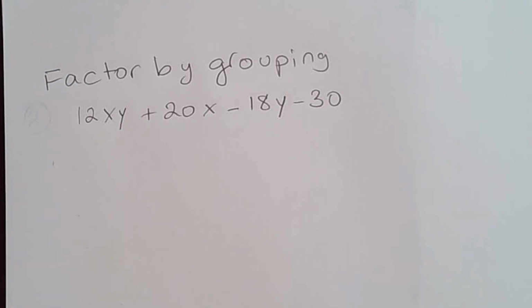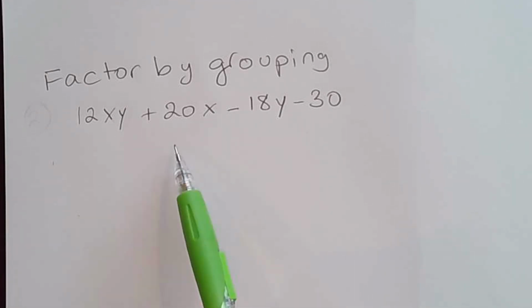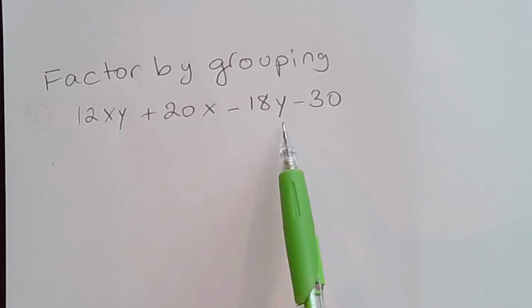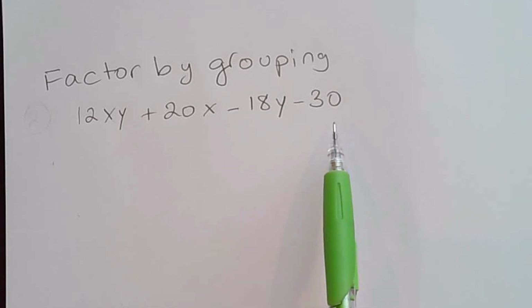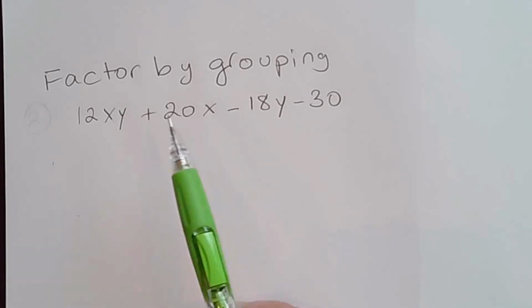Everybody, today we're going to factor by grouping. We have the four terms 12xy plus 20x minus 18y minus 30. Looking at all four terms, you notice that we have a common factor, which is 2.